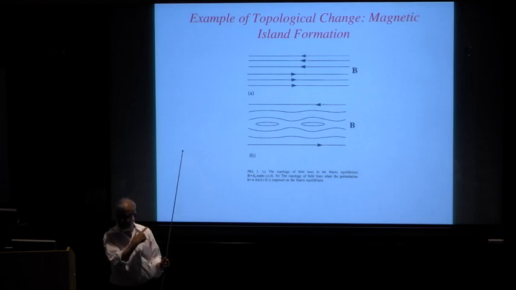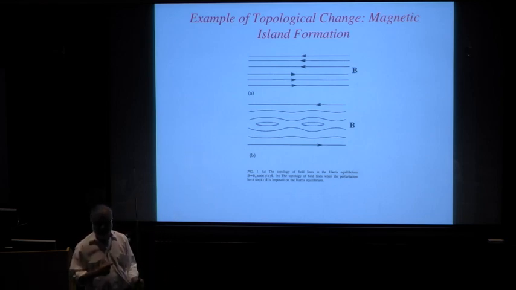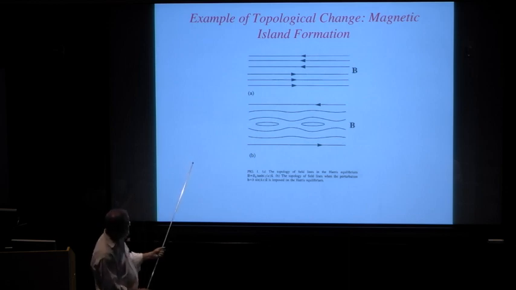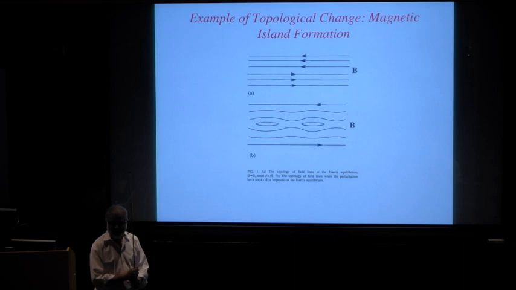This is a classic two-dimensional geometry where reconnection is supposed to play a very important role. So when you look at this picture, what is the thing that strikes you about the B field at the outset? Look at the top picture.